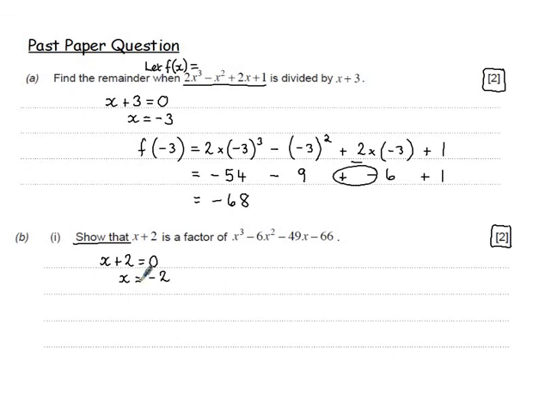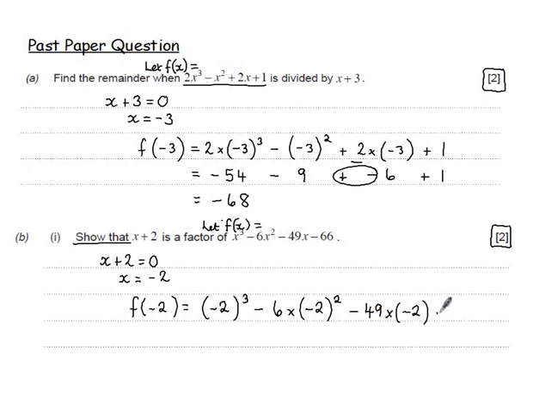So again, we're going to let this polynomial be f of x. We're going to have f of minus 2 equals, and we're going to substitute that minus 2 in everywhere where they have an x. So we've got minus 2 cubed minus 6 times minus 2 squared minus 49 times minus 2 minus 66.